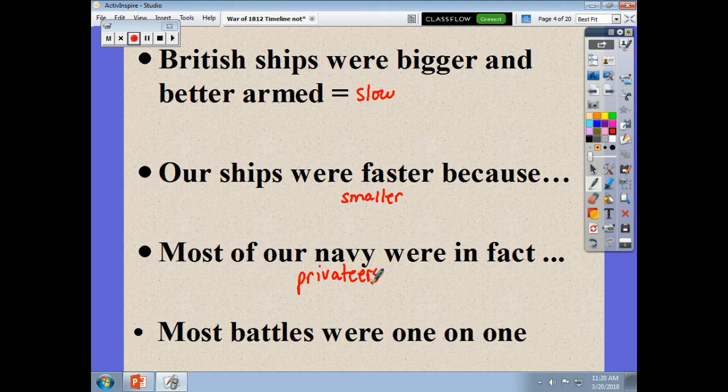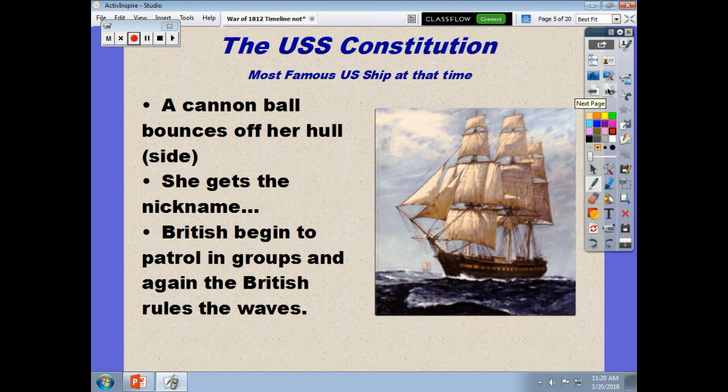That's what they are. Now, most of our battles are going to be one-on-one. One British ship, one American ship, and you're going to see why that's probably an advantage. Because if our ships are more maneuverable, we really can come in and go out and move around the British ships, and it makes it difficult for them to hit a smaller target that's moving more quickly.